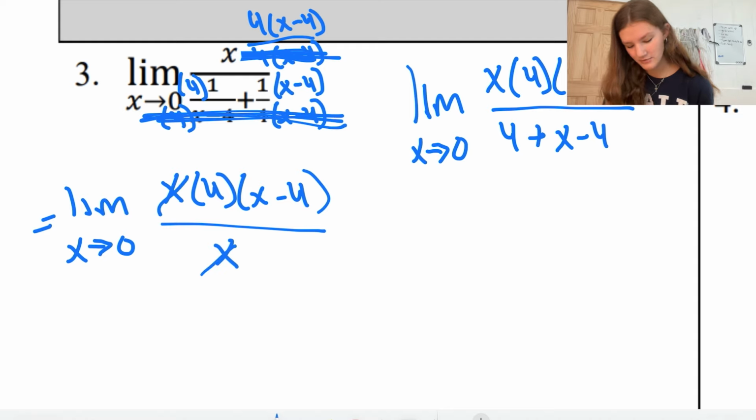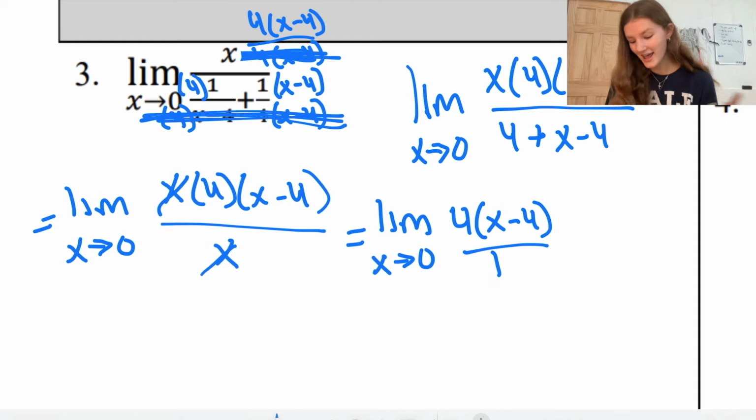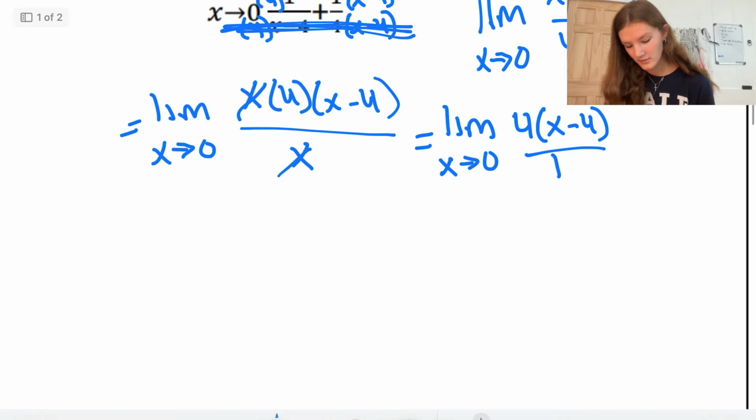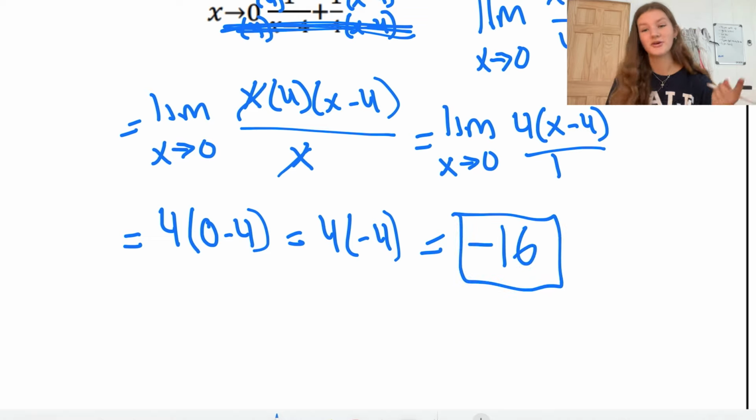Cancel these x's out. We have the limit as x approaches 0 of 4 times x minus 4 over 1. Okay, now we can plug in. Yippee-ki-yay! So that is equal to 4 times 0 minus 4, which is 4 times negative 4, which is equal to negative 16. And notice I did not write the limit after plugging it in.